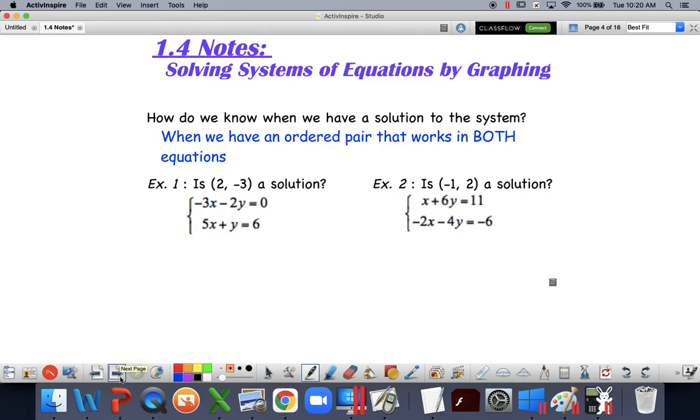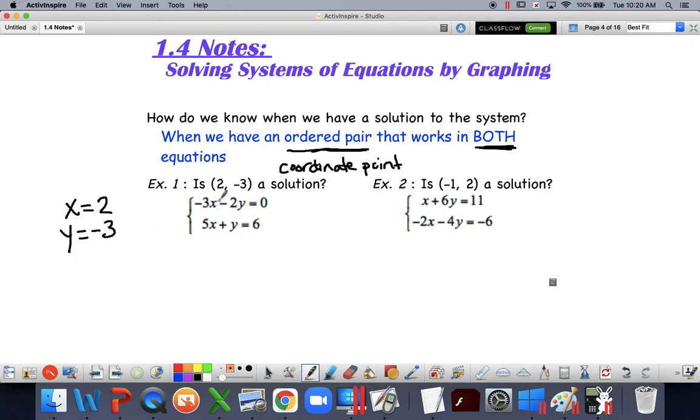How do we know when we have a solution? When we have an ordered pair, when we have a coordinate point, however you think about the vocabulary there, when we have an ordered pair that works in both equations. Notice I've capitalized both. It has to work in both equations. So let's ask ourselves this question. Is 2, -3 a solution to this system of equations? Well, in order to find out, I need to plug in x equals 2 and y equals -3 into both of my equations, and I need to get true statements for both.